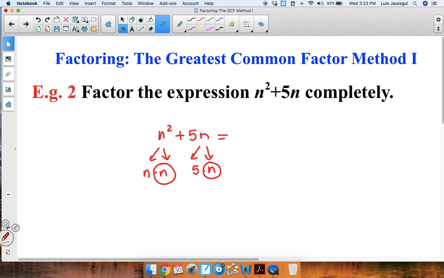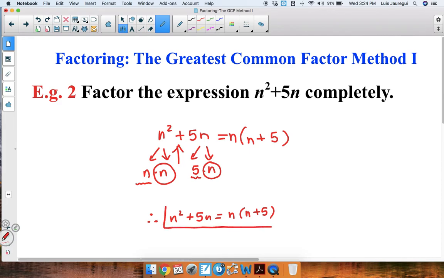So we can say that this is equal to n times this particular n plus this particular 5. If you were to check this answer, you can apply the distributive property, and you get that n times n will give you the n squared, and n times 5 will give you the 5n. So we can conclude, therefore, that n squared plus 5n is equal to n times n plus 5. And that's in factored form, by factoring out the greatest common factor, which in this case happened to be n.